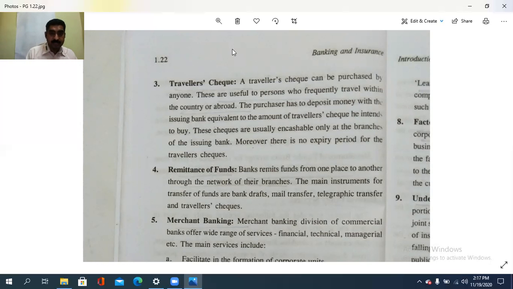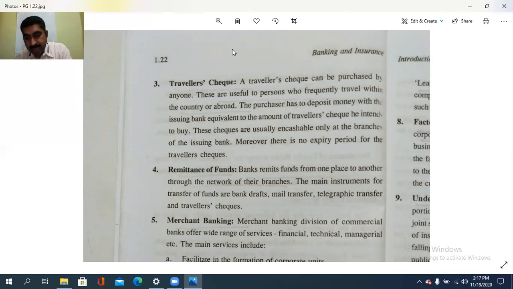Then remittance of funds. Banks remit the funds from one place to another through the network of their branches. The main instruments for transfer of funds are bank drafts, demand draft ഒക്കെ ഇല്ലേ അത്, then mail transfer, telegraphic transfer and traveler's check. So fund remittance.